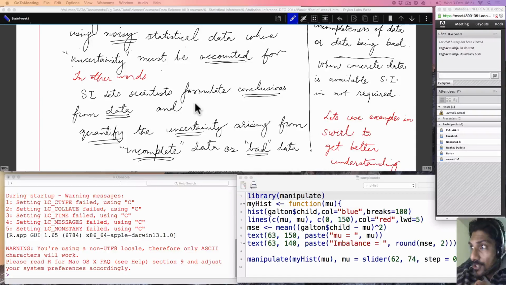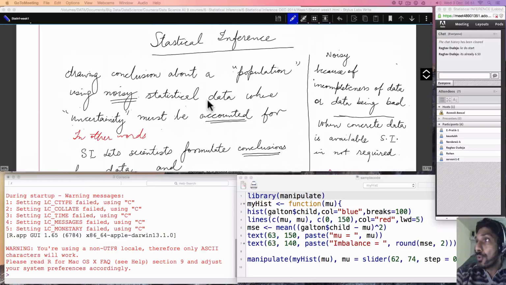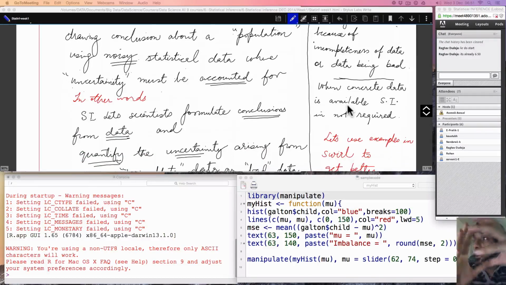Now, because the data is not complete, why is there uncertainty? One is because the data is incomplete. Secondly, it could be bad data. So two reasons why it can be noisy: incompleteness of data or data being bad. So when concrete data is available, statistical inference is not required, right? Assuming we had the heights of each of the Indians available, we don't need to do any statistical inference there. We actually get the output, right?